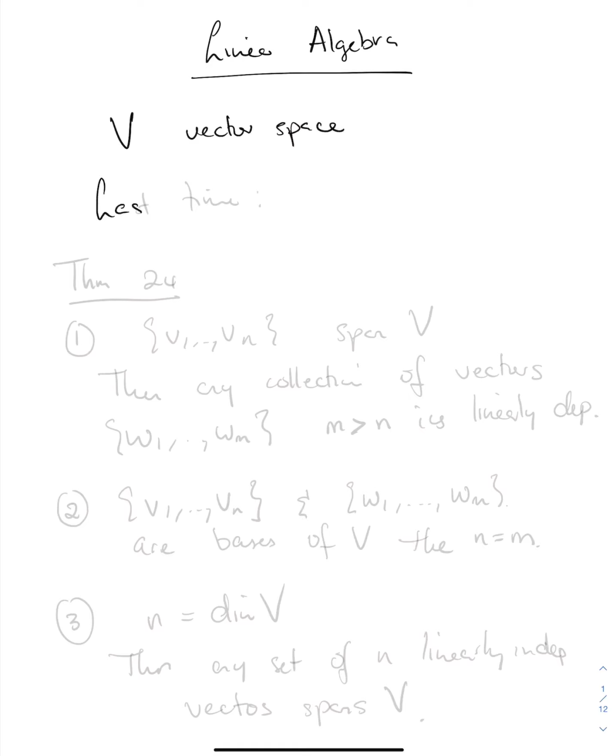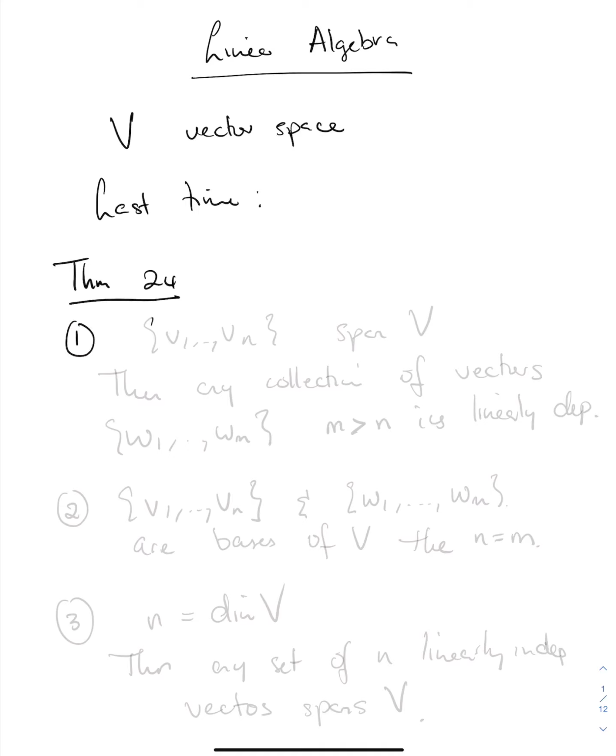Last time, we were starting to explore the relationship between the idea of a basis, the idea of linearly independent vectors, and the idea of a spanning set of a vector space. In particular, we were proving Theorem 24. We proved the first three statements in Theorem 24.